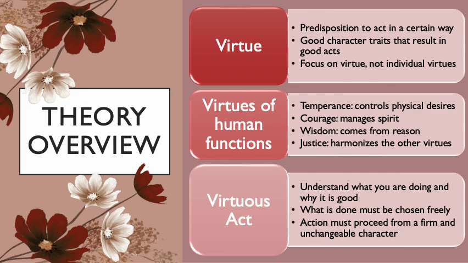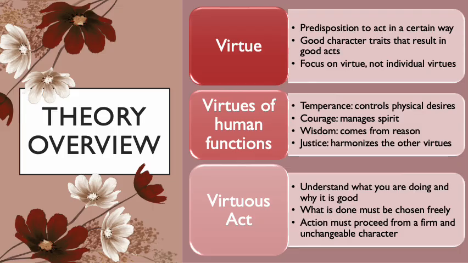There are three primary virtues of human function that were identified by Plato and Aristotle. These were temperance, courage, and wisdom. Temperance is the control of physical desires, so controlling things such as appetite, controlling things such as sexual desires and urges. Courage had to do with managing your spirit and really looking at where are these choices coming from? Are you acting out of fear and out of duty?